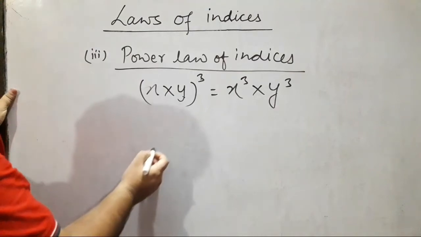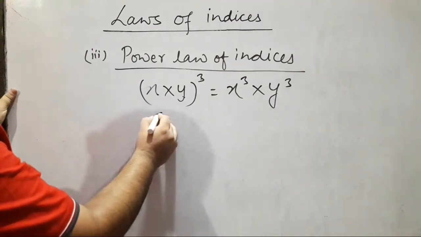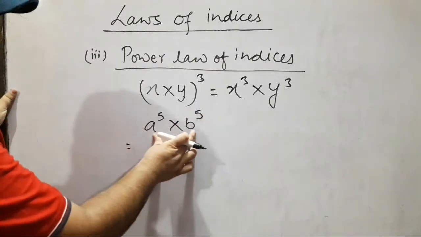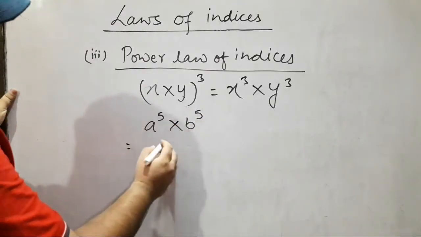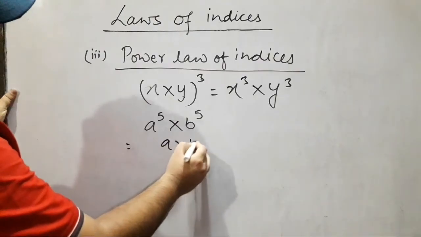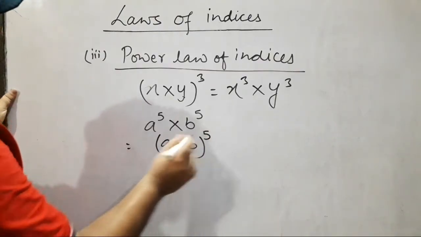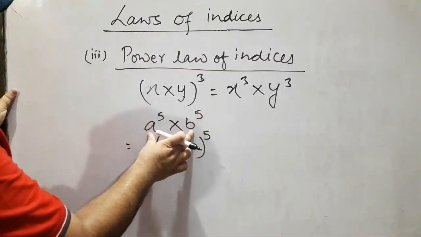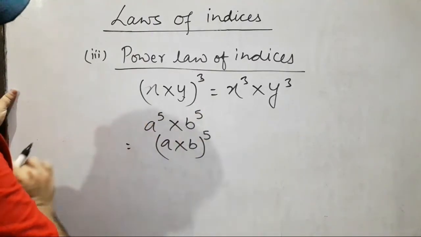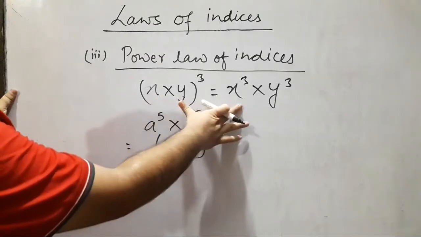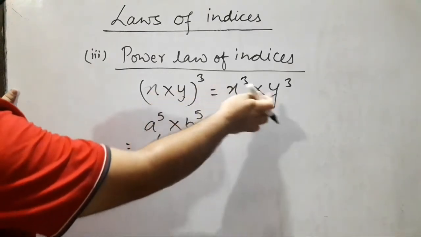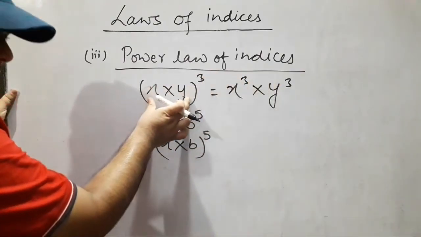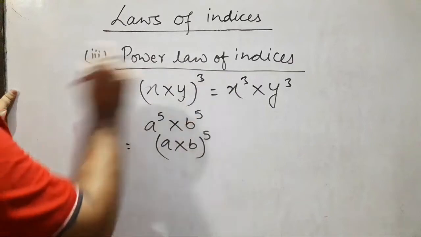Now let's take another example. A power 5 into b power 5. Now if they want to unite, then they shall stay under the same power. Since these both have got the same power, these both shall stay under the same power. If they want to become separate, each will take the power separately, and if they want to become united, they shall stay under the same bracket with the same power.